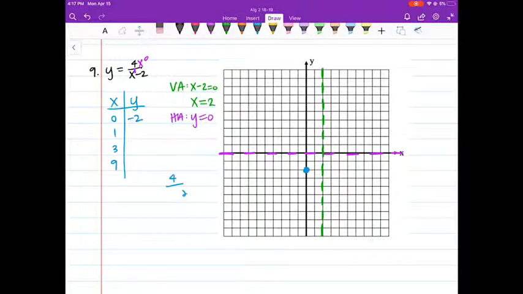Plugging in positive 1: 4 over 1 minus 2, negative 1. 4 over negative 1, negative 4. And sure enough, it looks like our graph is going to be shooting downwards at that vertical asymptote. Plugging in positive 3, 3 minus 2, we get 1. 4 divided by 1 is a positive 4. We can plot that point. I'm plugging in 9, just because I can. 9 minus 2, my denominator is 7. So at 9, I'm at 4/7. That is barely above 0, which makes sense because I expect my graph to level off towards y equals 0.